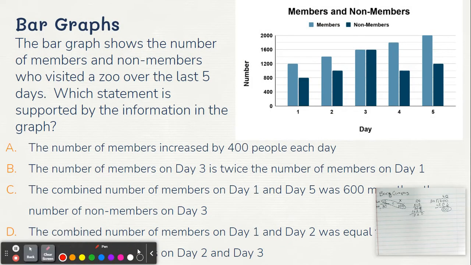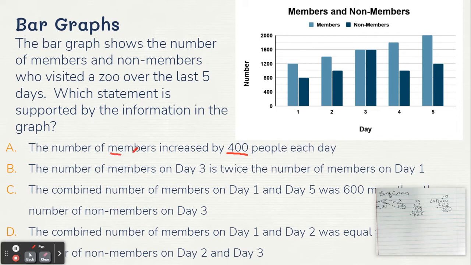The bar graph shows the number of members and non-members who visited the zoo over the last 5 days. See, 1, 2, 3, 4, 5. Which statement is supported by the information in the graph? We're going to read each of these answers, and then see one by one if it's true. The number of members increased by 400 people each day. So we're looking at members. Let's write how many members there are. Members is light blue, so that would be 1,200.